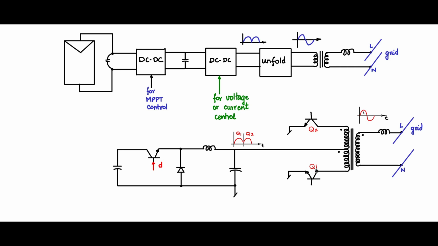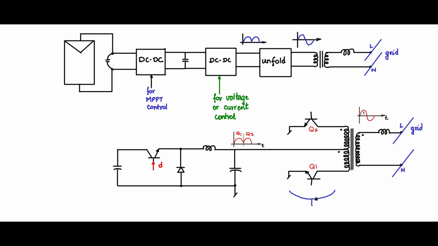So alternately you keep switching Q1 and Q2. These are switched in a 50 hertz fashion. For 10 milliseconds this is on, next 10 milliseconds this is on. So these are switched at low frequency, and this unfolding happens, and then this 50 hertz signal is now interfaced to the grid through the inductor. So this is one way of interfacing.